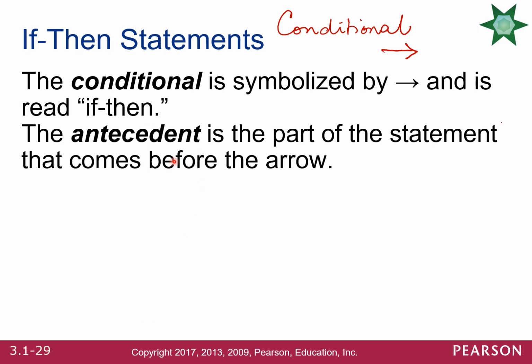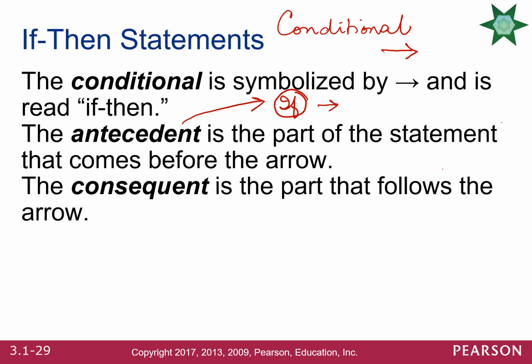The antecedent is the part of the statement that comes before the arrow. That means the if part, all right? The if part is called the antecedent. Whatever the if condition is, it's the antecedent, and then it comes before the arrow. And the other part, which is the consequent, if something is met, then something will happen. That's the result of a condition being met.